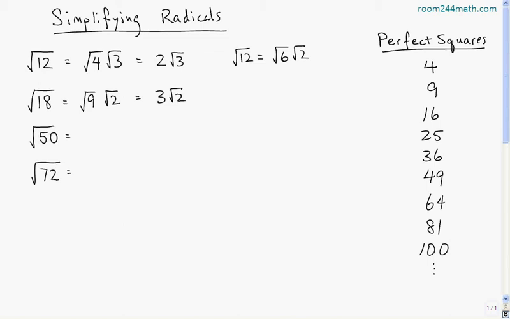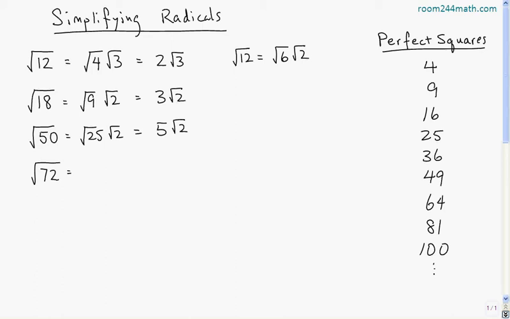All right, looking at the next one, root 50. Looking down the list, 4 is not a factor, neither is 9 or 16, but 25 is a factor. So we can replace root 50 with root 25 times root 2, and root 25 becomes 5. So we get 5 root 2.